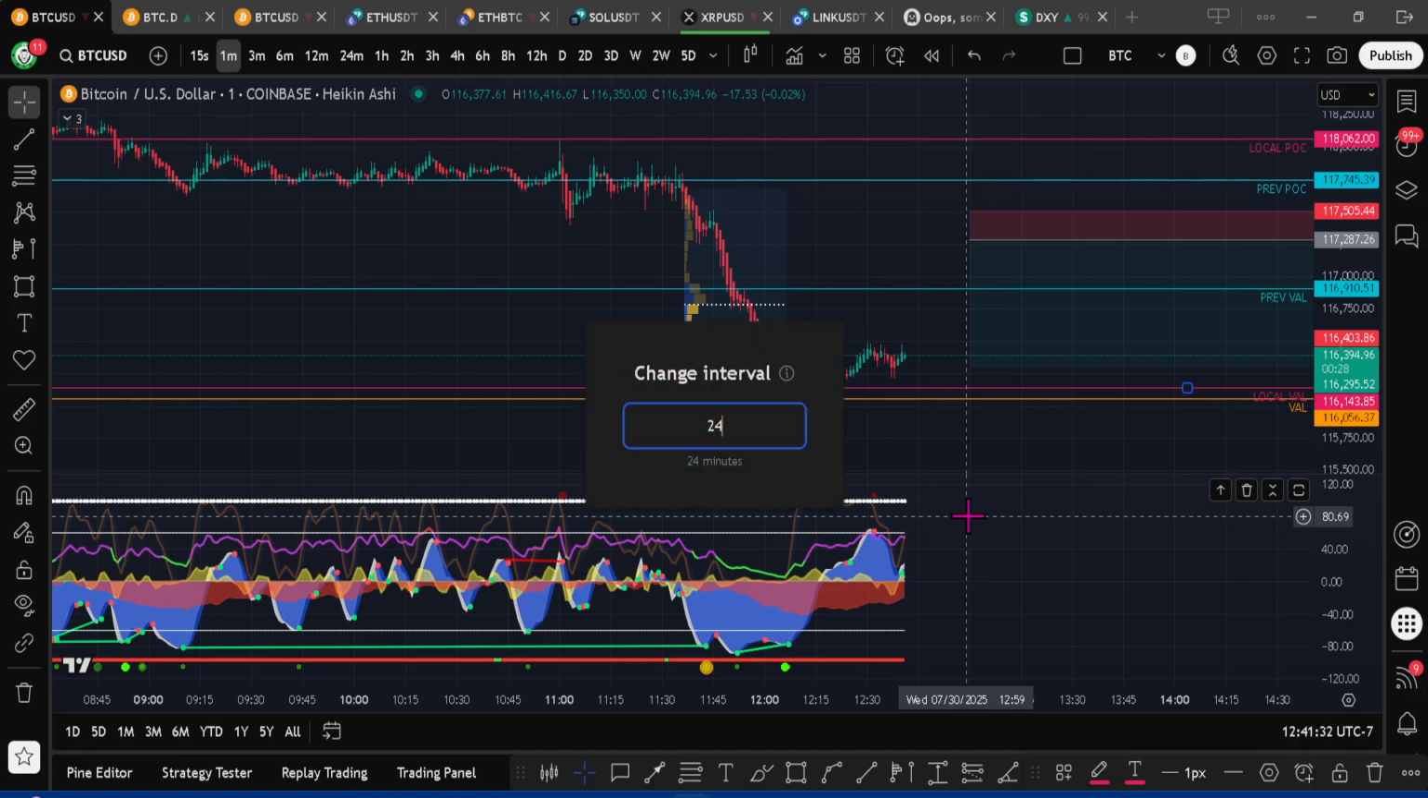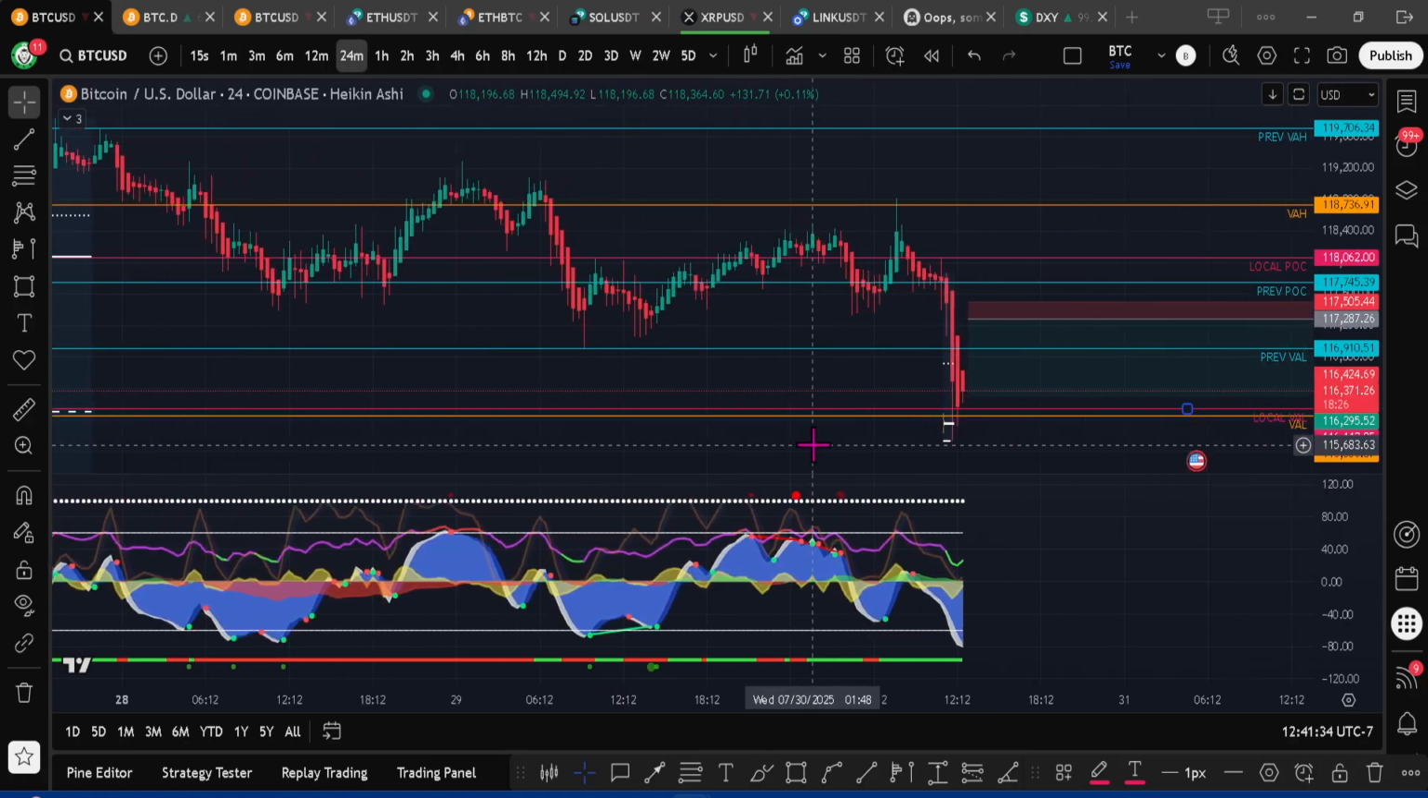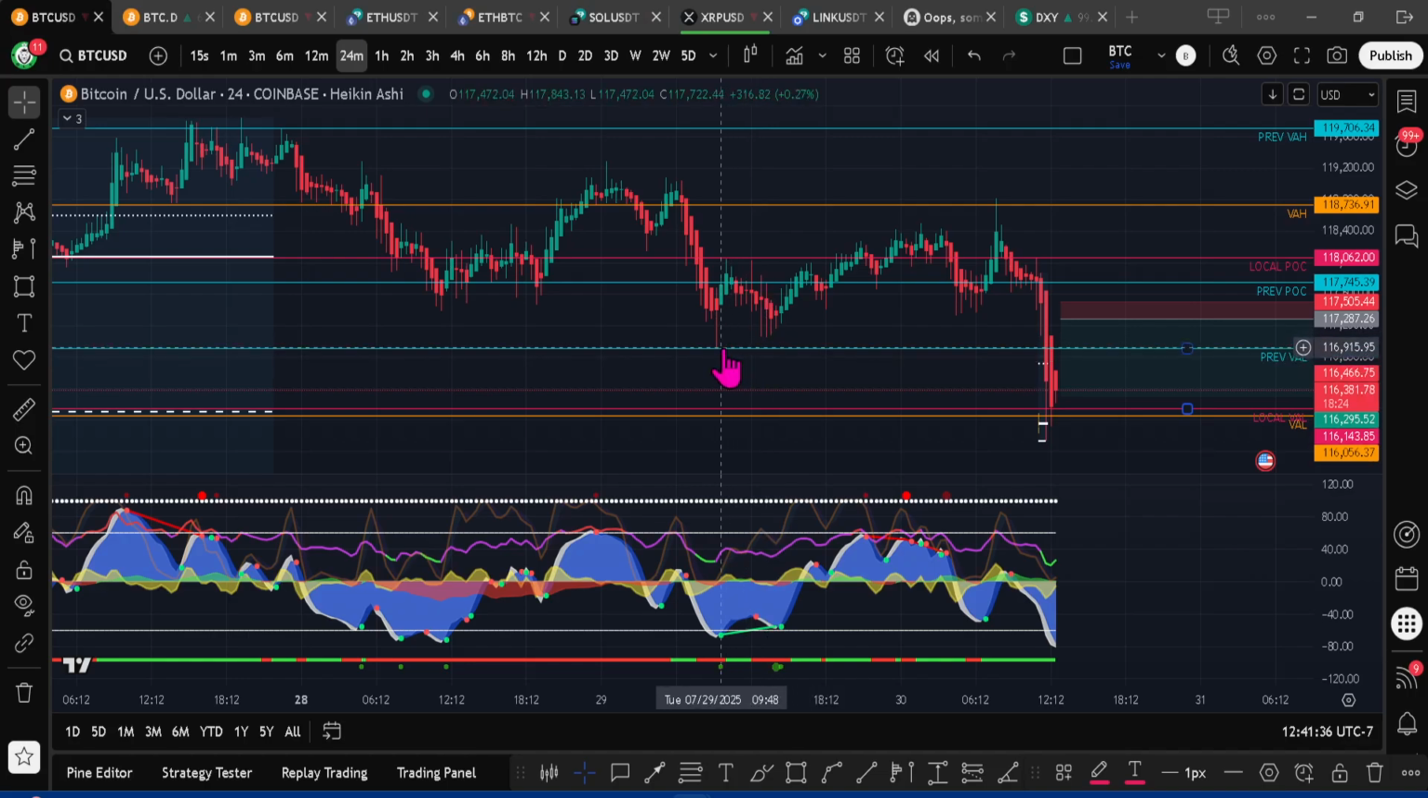See if there's anything else I can show you. Yeah, you can see we got that little dip this morning. We got that damn near on target, and we rode it up to the local point of control for a very nice trade. Okay, so the 12-minute still hasn't gone red. That's a good sign.